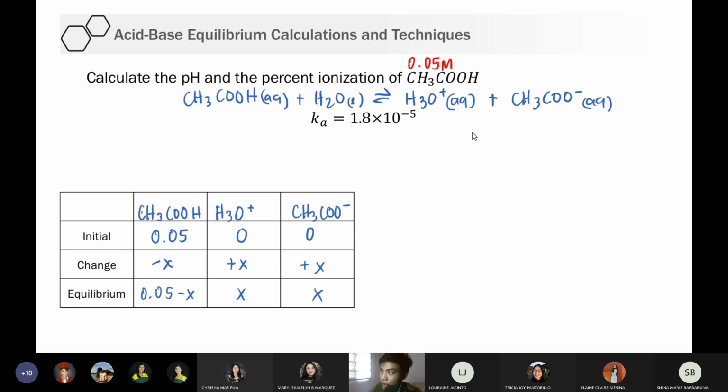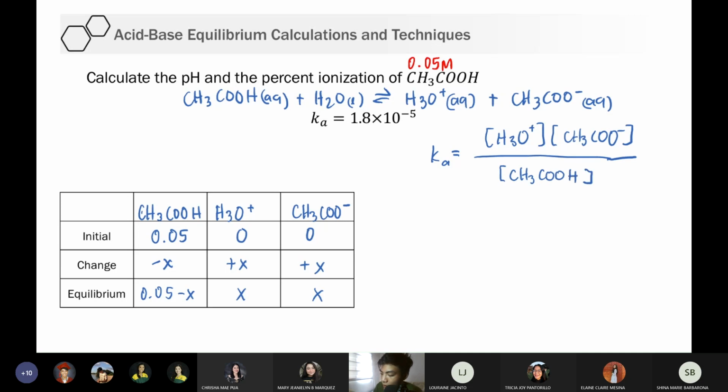Then you plug this into your K expression. K is equals to Ka in our case. That's the concentration of your products over the reactants. Then you will plug in your equilibrium expressions. Okay, plug in lang. This will be x and another x, so that will be x squared for the numerator, and for the denominator, you have 0.05 minus x.